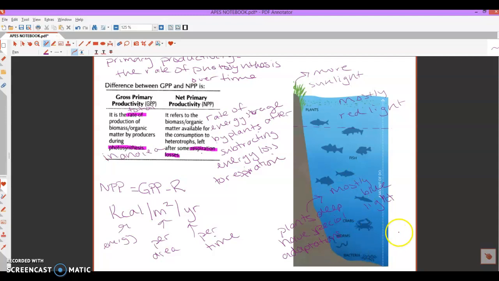So this is going to be the end of this portion of the unit, guys. After this, we'll be moving on to climate, weather, and atmosphere.